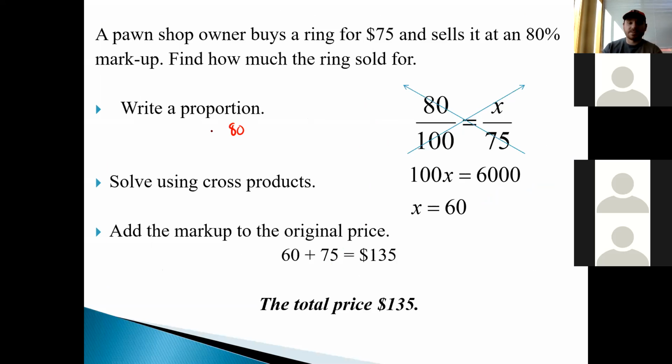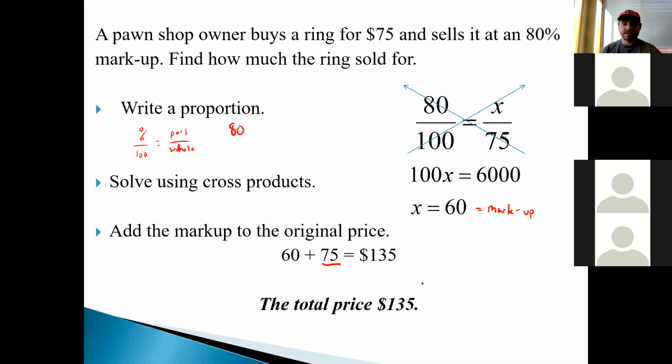So we do 80%, because remember it's percent over 100 equals part over the whole. In this case, we have 80 over 100 equals x over 75. We use our cross multiplication, and we eventually get that x equals 60. So this is the markup right here. And that's just solving the proportion again, like we've been doing for the past couple of weeks now. Then we need to add our markup to the original price. The original price was $75. So we have 60 plus 75 equals $135.